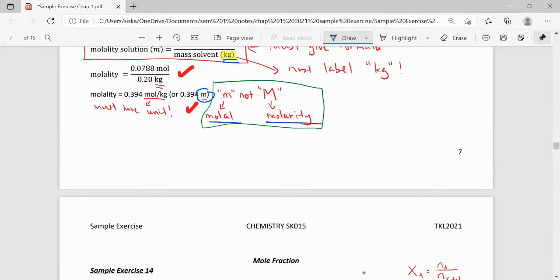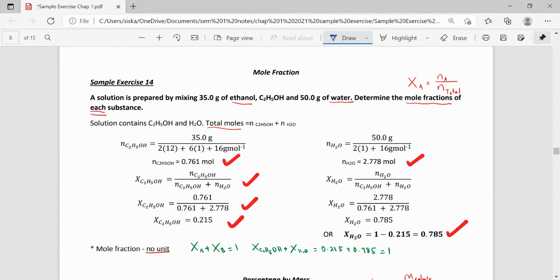Okay, another one, we come to mole fraction. For mole fraction, we use the symbol X. It's not necessarily mole of solute. It depends on the question itself. In this question, it has ethanol and also water, which means that we have two things, that is ethanol and water. So the mole fractions, when they add up together, must equal 1. Therefore, we calculate one of the mole fractions, for example ethanol, and then for the other one, that is water, we just use 1 minus 0.215, because when they add up together, they become 1.